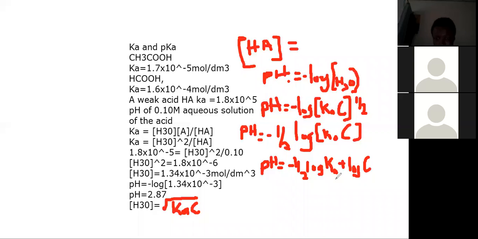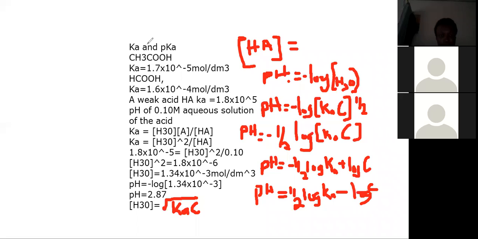And when we finish, we can see that the minus is multiplying through, so we are going to get pH is equal to half log Ka minus half log C. So this can be our final answer.